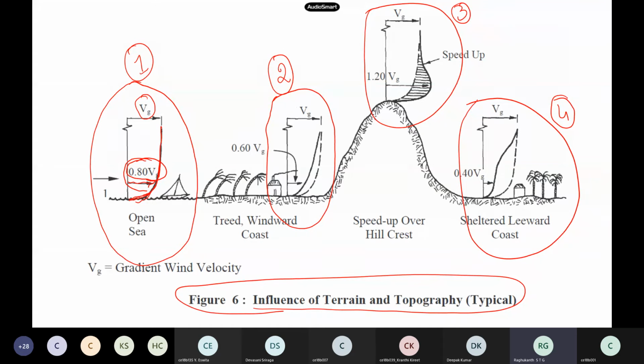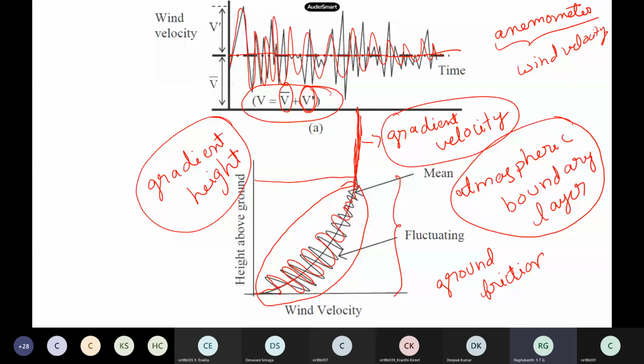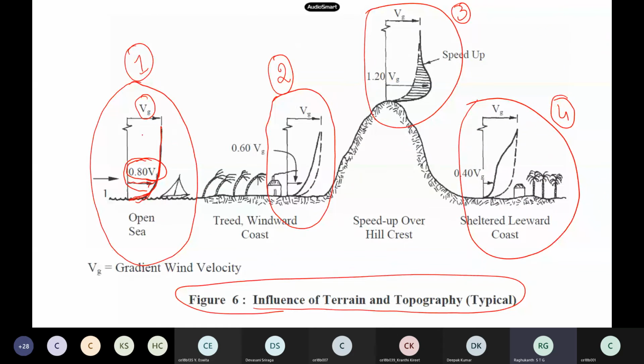Now, finally everything goes to Vg only, because as height increases, everything has to remain constant, like I told you, the terrain and other things will be there. As height increases, finally everything has to remain constant. So whether you are on top of the mountain or on this side of the mountain, after some height everything has to remain constant only, the Vg.